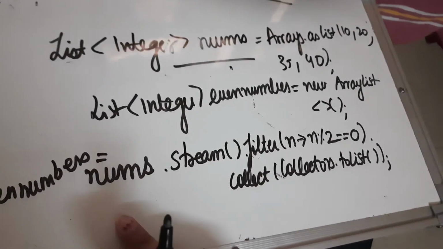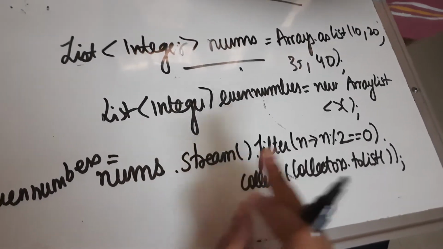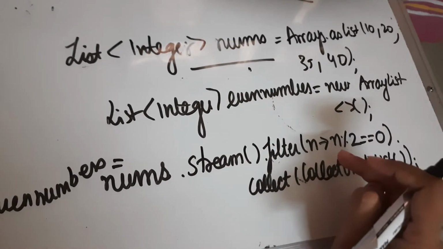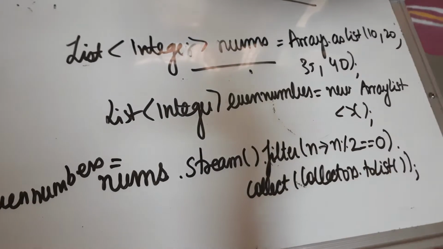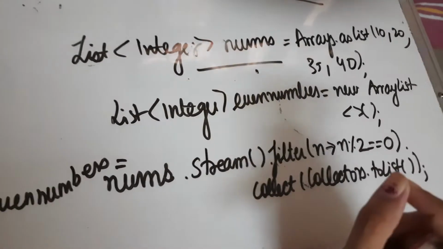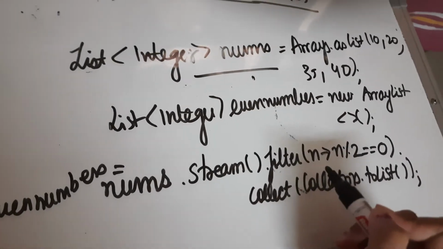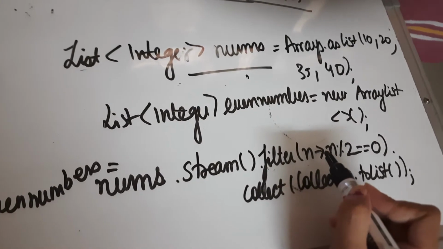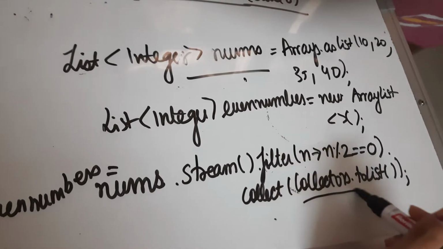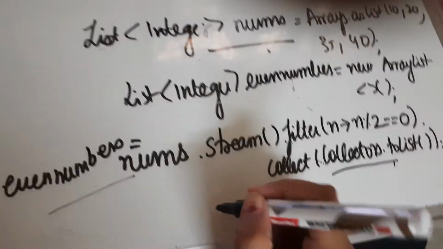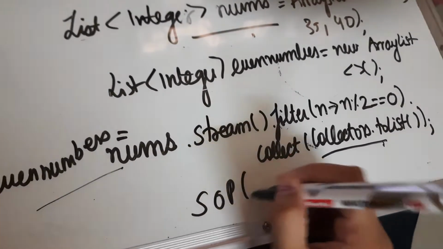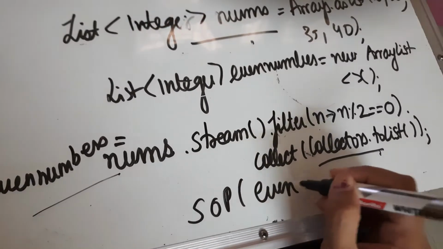So what we did is we called the stream function, we filtered, and we applied the condition that if n modulo 2 equals 0, where n is every number in the list. We iterate through this and check if n modulo 2 is 0. Then you just collect it and add it to our list, store it in our even numbers list, and we can simply SOP even numbers.